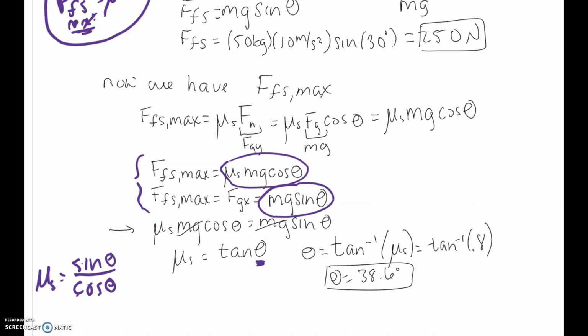So to solve for angle, we take tangent inverse of both sides. We end up with tangent inverse of our coefficient of static friction, which was 0.8 given in the problem, which gives us an angle of 38.6 degrees. So this cabinet won't begin to slide until it reaches that angle. I hope that gave you some better understanding of how you can apply your knowledge of how friction behaves and the formula for friction to your standard dynamics problems.